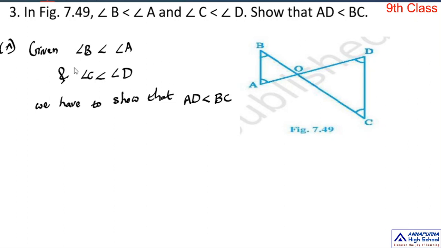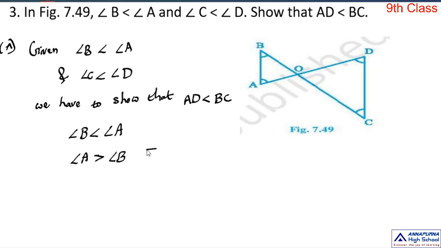First, take the condition angle B is less than angle A. Angle B is the smallest angle and angle A is the largest angle. So angle A is greater than angle B.